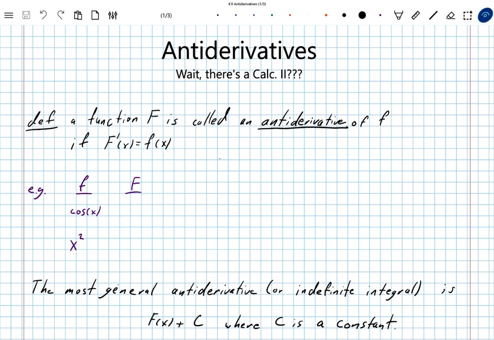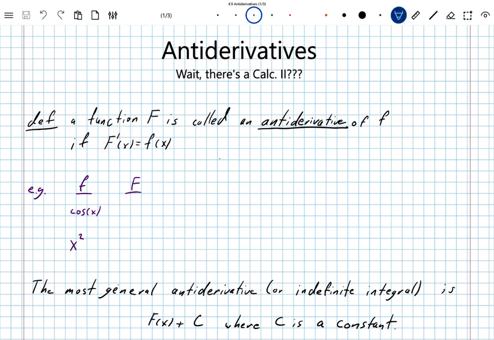A function capital F, and we'll be using this notation in this section, is called an antiderivative of f if F prime equals f. Right? So think about this backwards. You've got some big F, and if I take its derivative, I get little f. In other words, I already know this f. I already know what the derivative is. I want to work backwards to figure out what function that came from. So let's go ahead and give this a try.